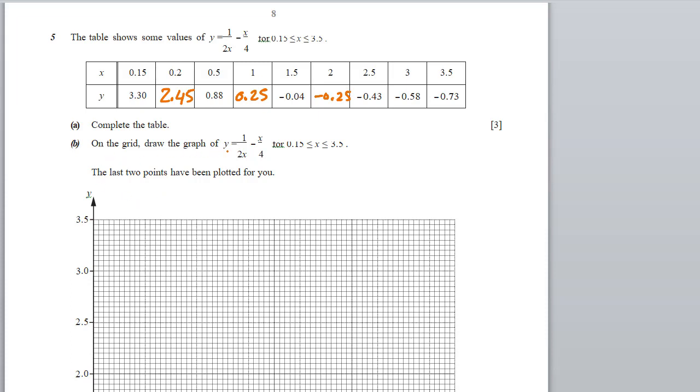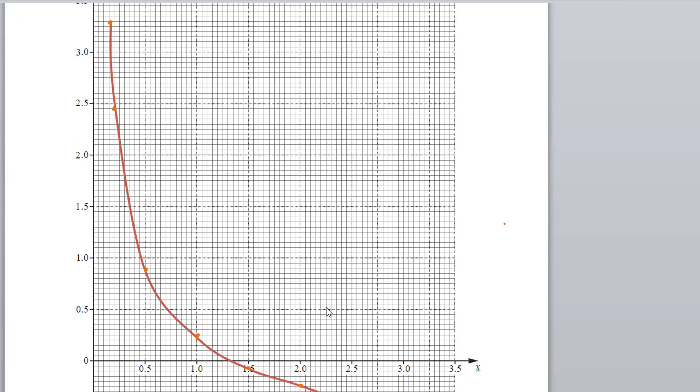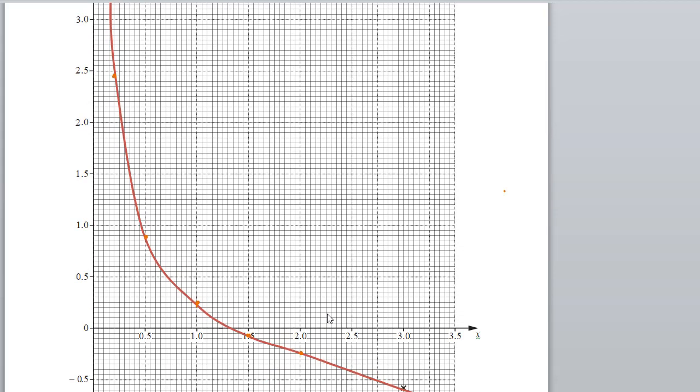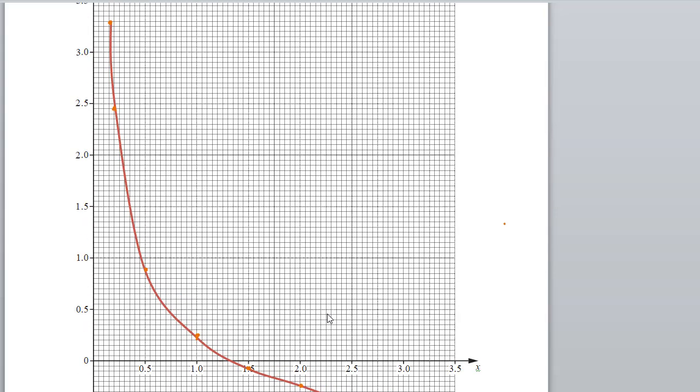On the grid, draw the graph of y equal to 1 over 2x minus x over 4 for x bigger than or equal to 0.15 and less than or equal to 3.5. Let me draw the graph. This is your curve. Try to make it as smooth as you can. So this is the one. Use 0.05 for x and 0.05 for y. Let us continue.